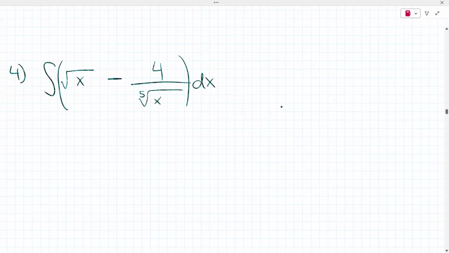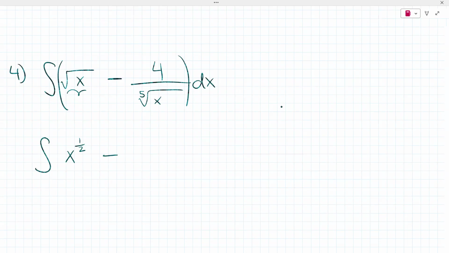Let's look at example 4. We have to take the integration of the square root of x minus 4 over the fifth root of x, dx. There are no boundaries, so we're going to have to add that plus c at the very end. So what would I first do? To make life easier, I think I'll rewrite everything as a power. So let's start with the square root of x. How can I rewrite the square root of x as a power? It's the same thing as x to the 1/2, right?